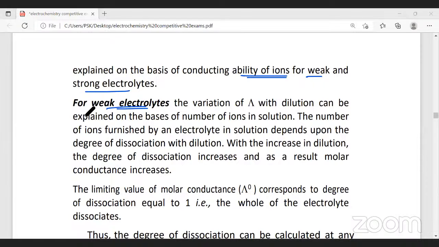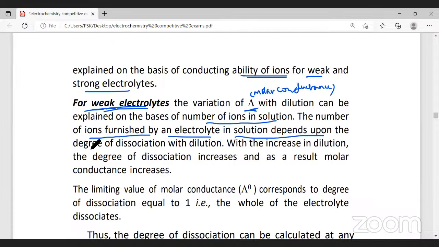Now, for weak electrolytes, the variation of lambda. What is lambda? Lambda is molar conductance. The variation of lambda, molar conductance, with dilution can be explained on the basis of number of ions in the solution. The number of ions furnished by an electrolyte in solution depends upon the degree of dissociation with dilution. What is this degree of dissociation?